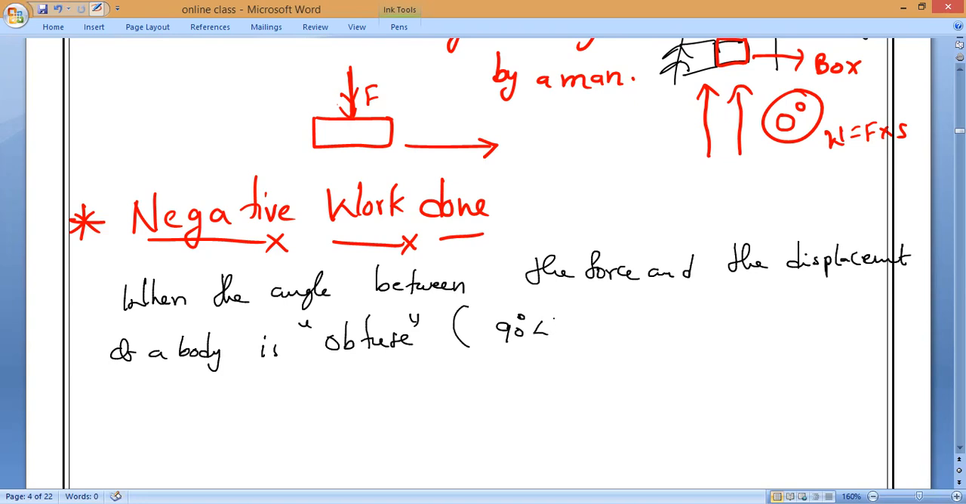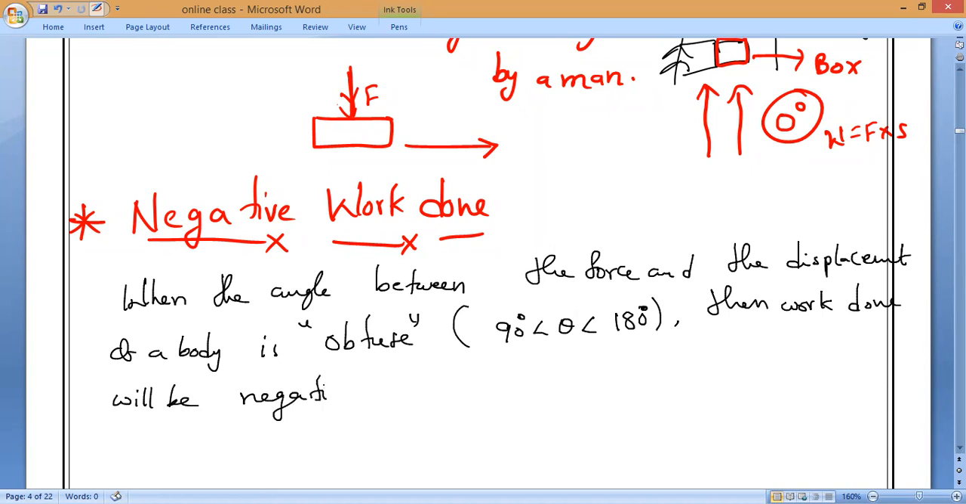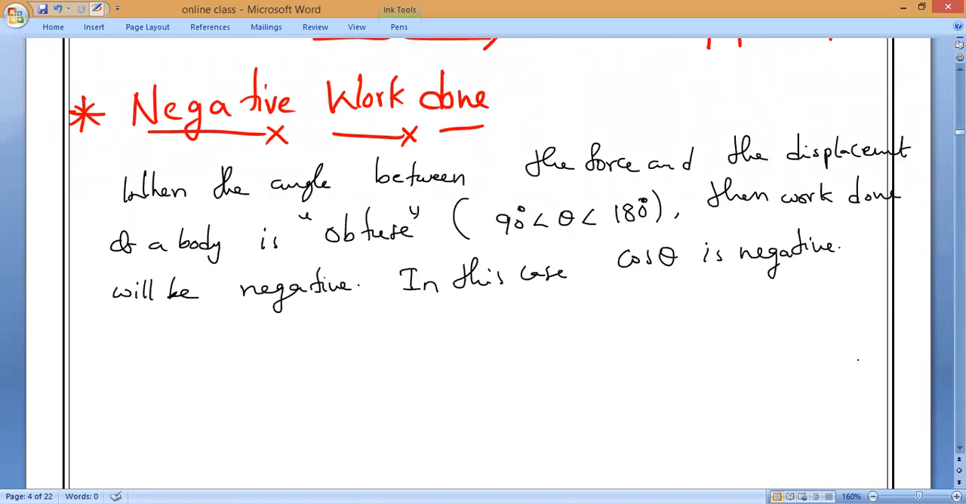What do you mean by obtuse, Nimish? Before it was acute angle, now obtuse angle. Obtuse means theta varies from 90 to 180 degrees. Then work done will be negative. In this case, is cos theta negative or positive? Negative, sir. That is what you have to remember.